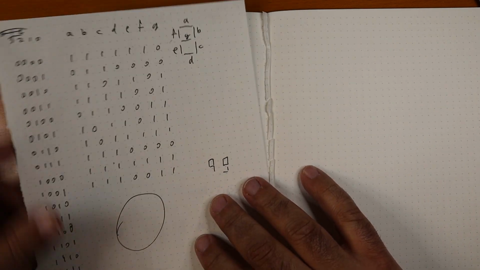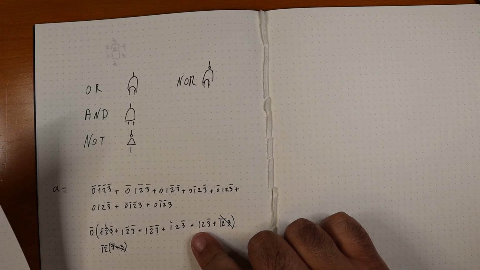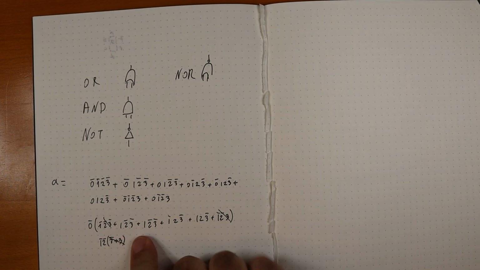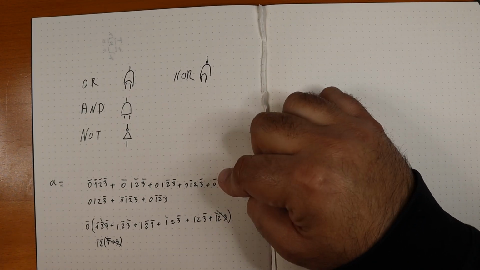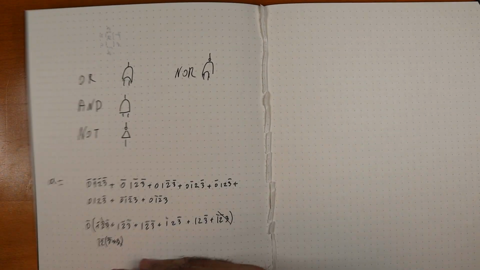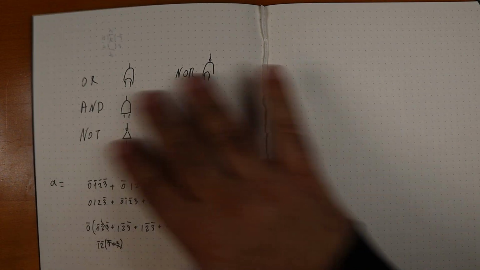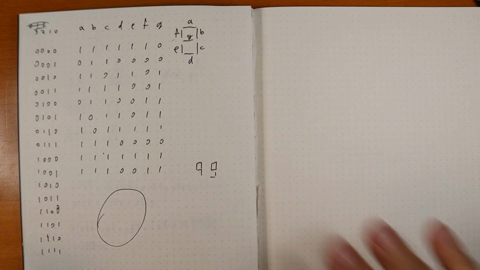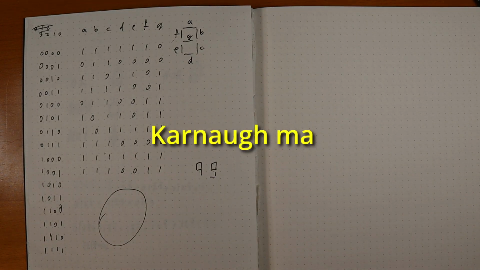It turns out we can find out the minimal representation that uses nots only on the inputs and then ANDs grouped together with ORs. So the hierarchy is not and then ANDs and then ORs. We can find the minimal representation in a standard way. The way to do that is something called a Karnaugh map.